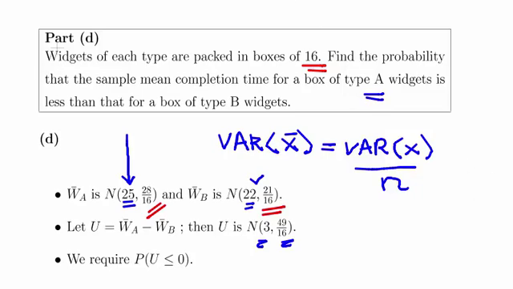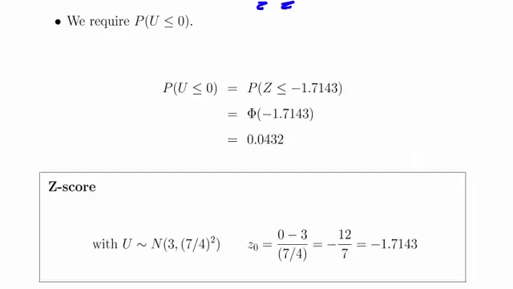Moving down. The probability of u less than or equal to 0 is the z-score of, and again probably should keep that consistent, minus 1.7143, or as close as you can get to that with your tables. And so therefore the phi function of minus 1.7143 gives us a probability of 0.0432.